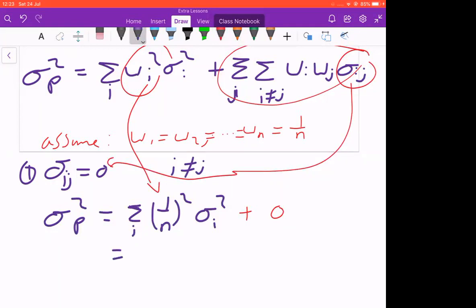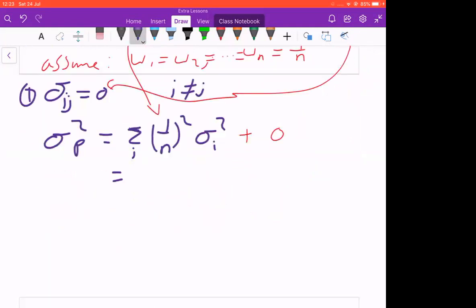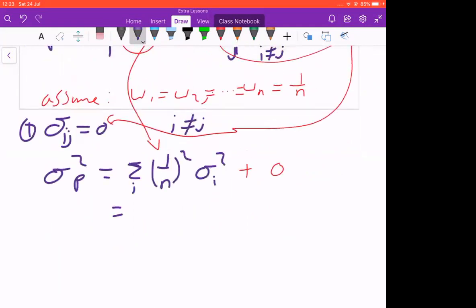If this is the case, you are simply going to sum all of them. When you sum all of them, what you will have is that, another assumption is that the variance of each asset is just sigma squared.